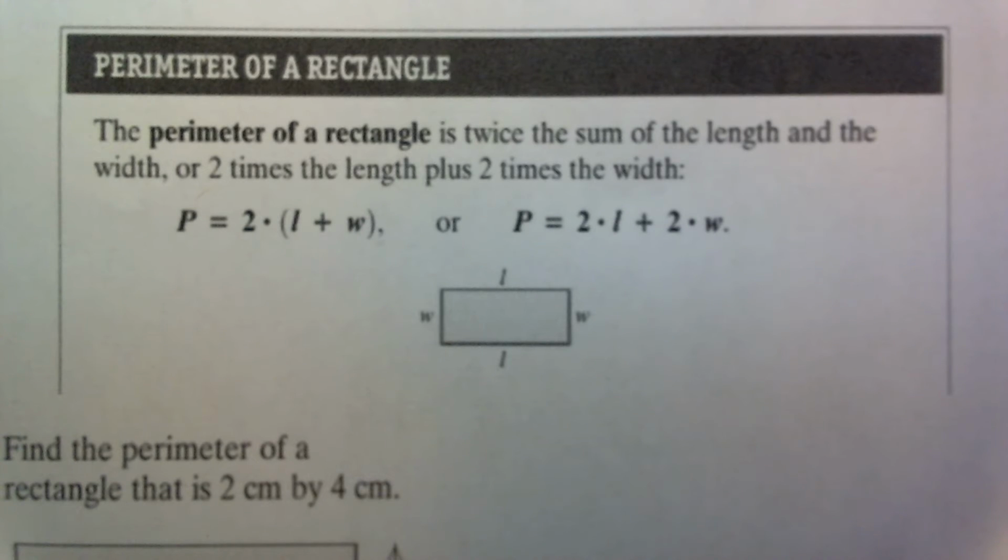So here we have to find the perimeter of a rectangle that is 2 centimeters by 4 centimeters. If we use the first formula, perimeter is equal to 2 times the length plus the width. Length is 4 plus 2, or 2 times 6, or 12 centimeters.